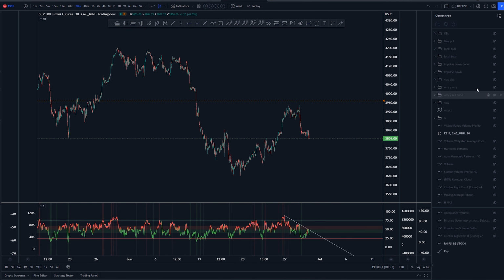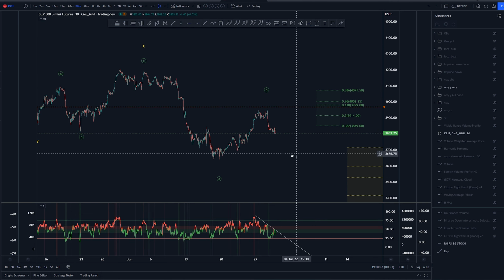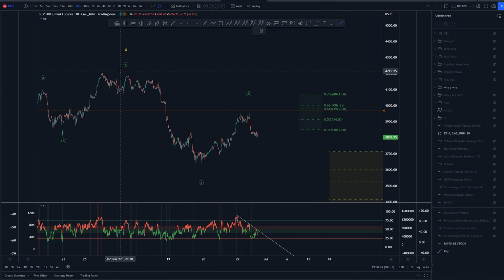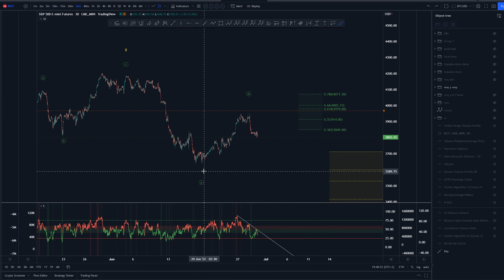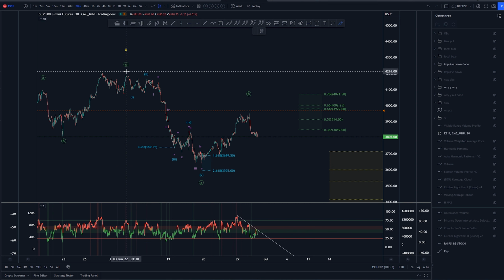Now overall, my favorite that I'm playing at the moment is this one, in which we have this whole structure as an A wave, and this structure as a B wave. Whether it is done or not, we'll see. Then we would be looking for downwards movement to match this A wave. At this moment, this is the structure here coming down to the wave A.